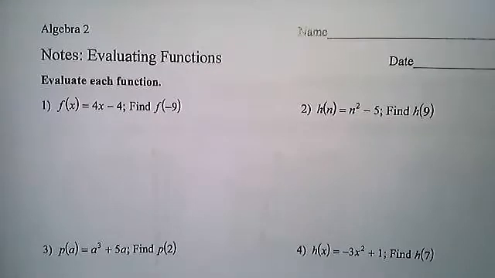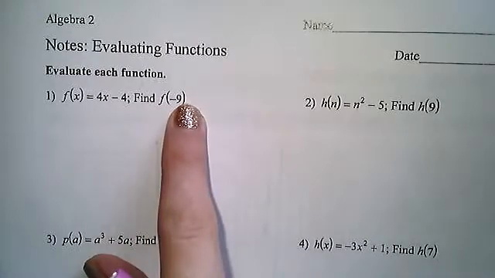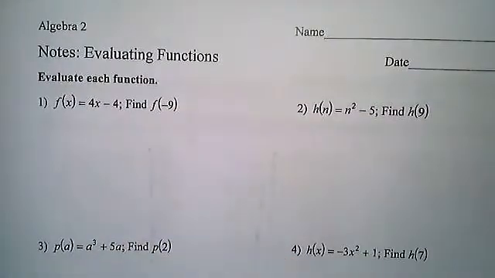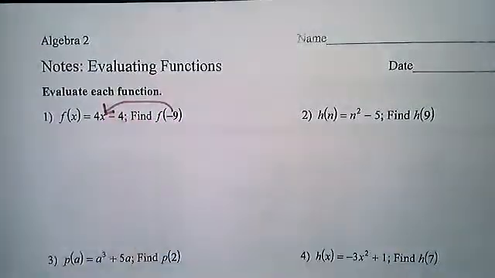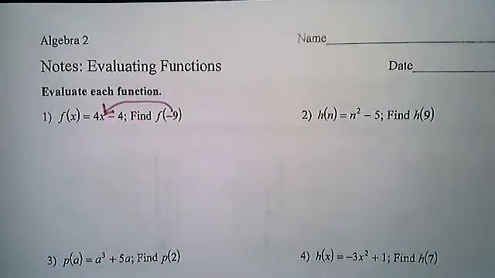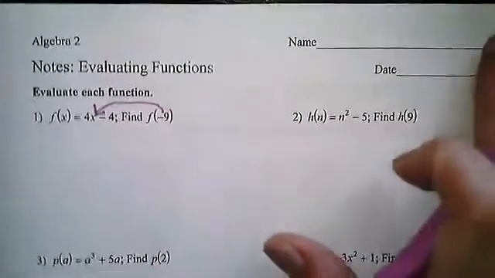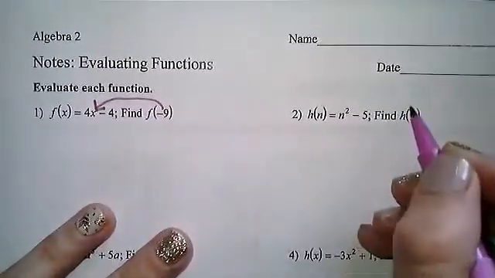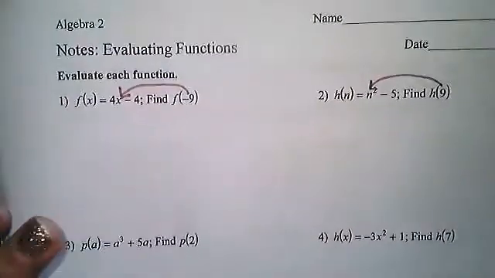In this lesson, we're going to talk about evaluating functions at a certain input. So we're going to have an input right after this f or whatever letter it is, and that input is going to go in the place of x in our equation. So we're plugging that number in for x, or whatever variable comes after the equal sign. In the case of the second one, it's being plugged in for n.